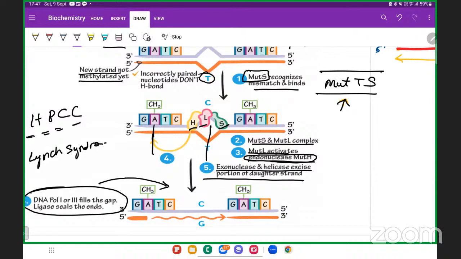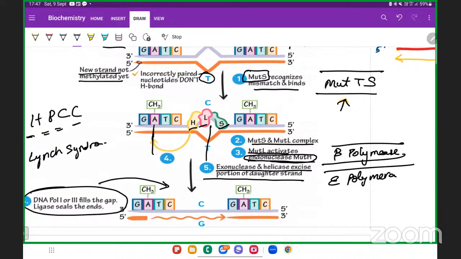But in eukaryotes, specifically for DNA repair, whom do we call? Beta polymerase. Okay, you have your beta polymerase. So beta polymerase is the one in your eukaryotes who is going to come and repair that. Epsilon polymerase is the one who does the proofreading.